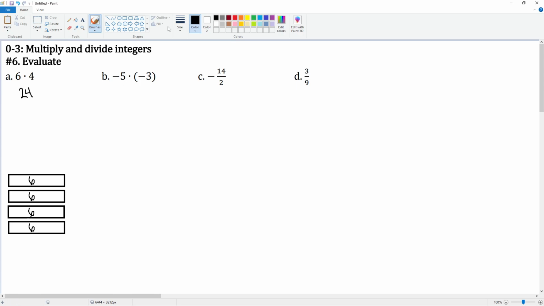Let's do it for the negative number. And the negatives, we tend to use red to indicate that. So we have negative 5 here. This block represents negative 5 value. Then we're going to multiply it by negative 3. So let's just stack that.